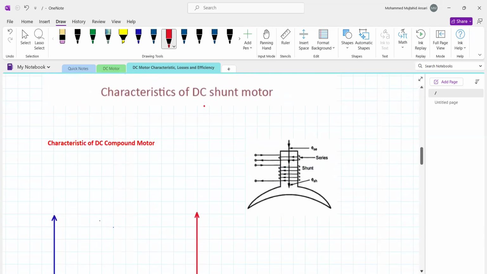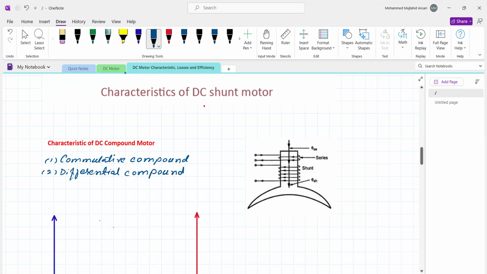Now, compound motor. The compound motor is of two types. First is the cumulative compound motor, and second is the differential compound motor.